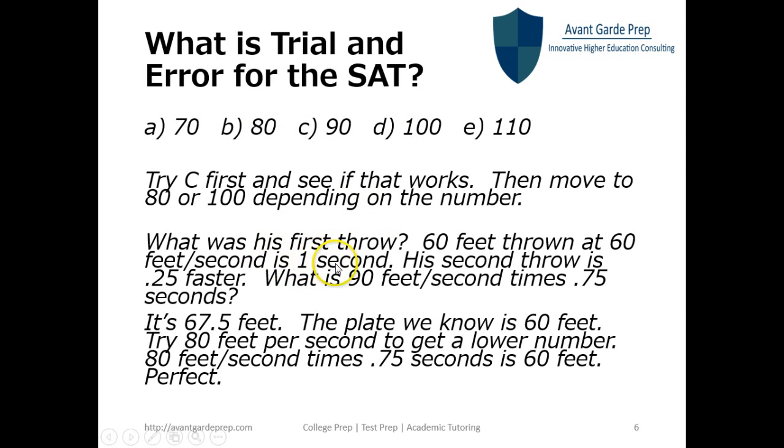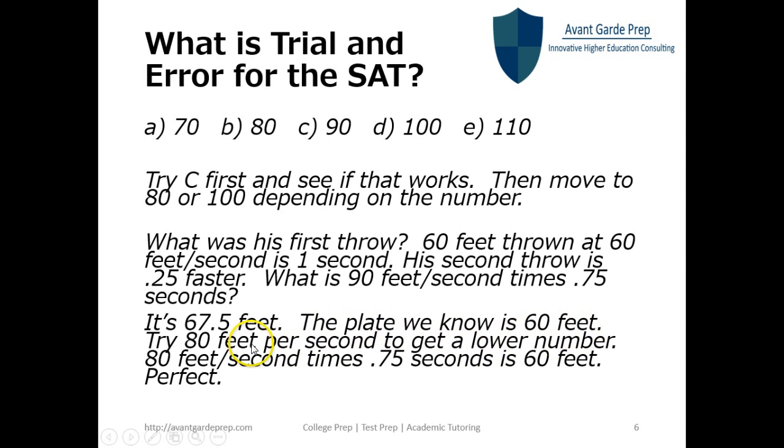So what was his first throw? His first throw was 60 feet thrown at 60 feet per second. That means his first throw took 1 second. We know that his second throw is 0.25 seconds faster, so it was 0.75 seconds total. So what velocity would give us 0.75 seconds? Let's see. If we try 90 feet per second times 0.75 seconds, that would give us a distance of 67.5 feet. But that is a longer distance than the home plate really is. The plate we know is 60 feet from the pitcher.